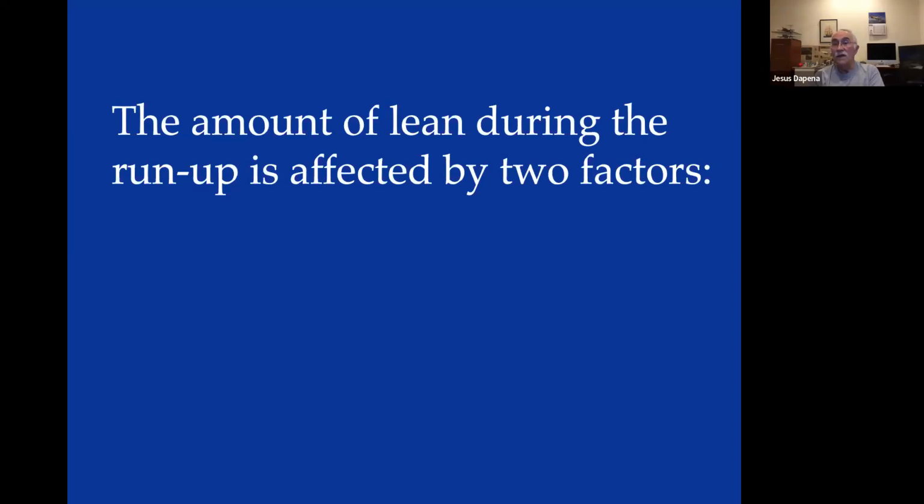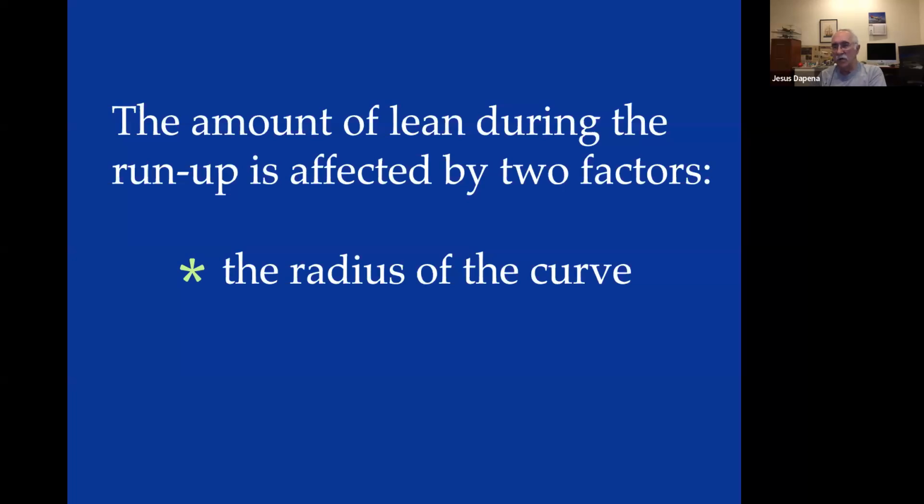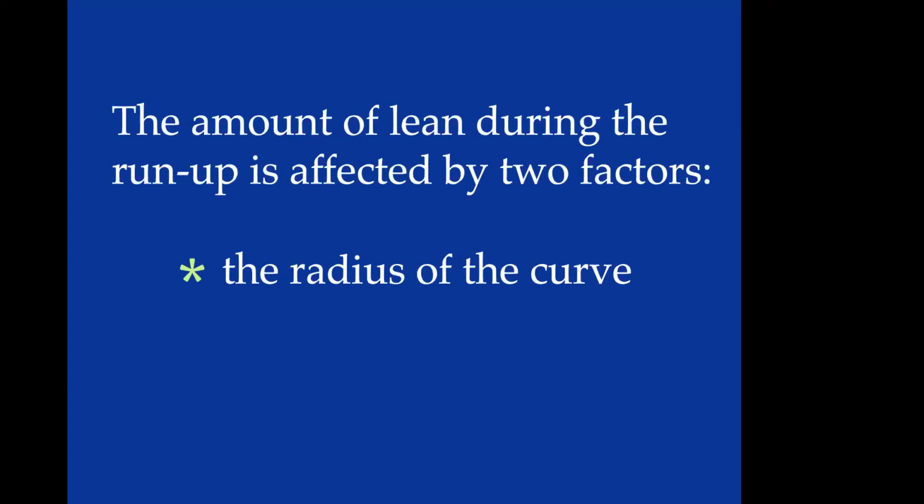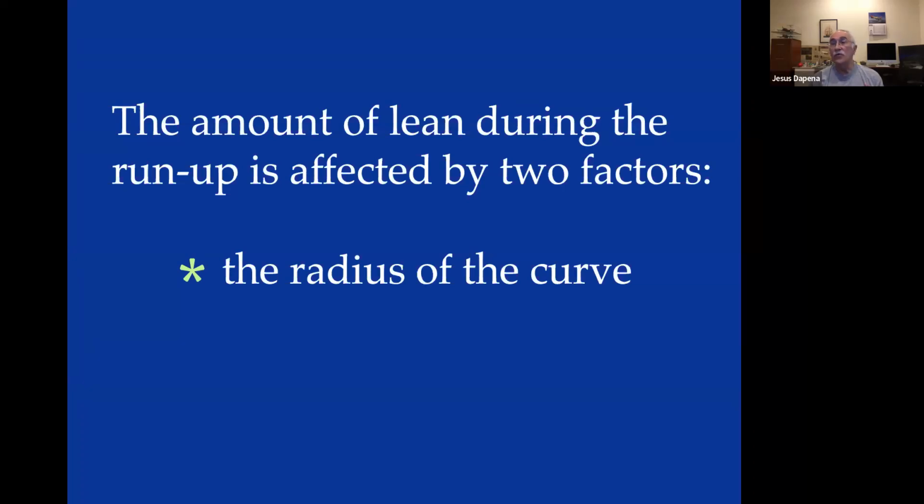So the amount of lean that you have at the end of the run-up is affected by 2 different factors. Number one is the radius of the curve. If the radius is smaller, then the curve is tighter and you have to lean more. Imagine, for example, an indoor track, a 200-meter indoor track, and you compare that with an outdoor track, and you have a person running a 200-meter race. On the outdoor track, you have to lean to the left as you do the curve, but in the indoor track, you have to lean more.